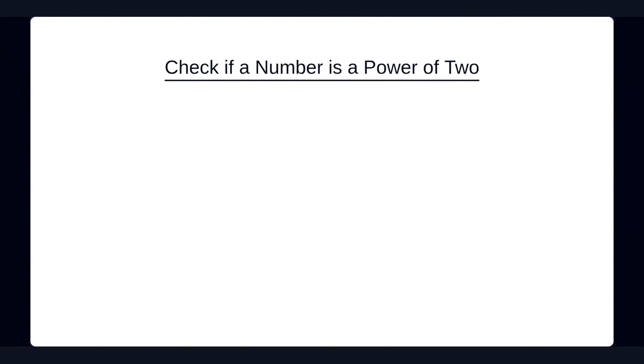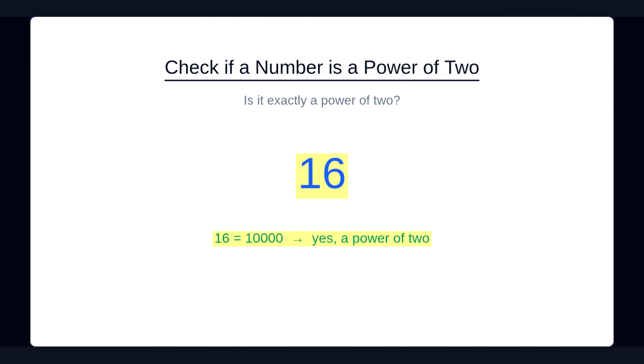A power of 2 is a number like 1, 2, 4, 8, 16, and so on. Look at 16 in binary: 10000. Notice something special. There is exactly one bit set, and the rest are zeros. Every power of 2 looks like that. Can we test for it in one clean line?